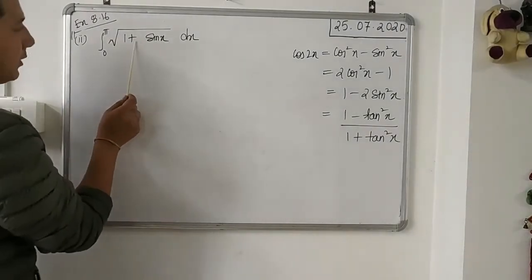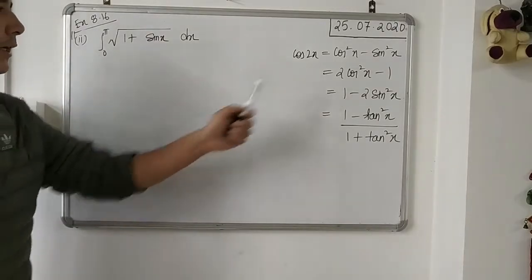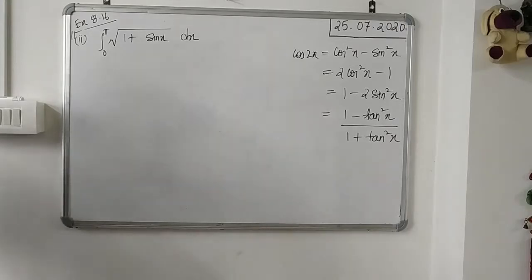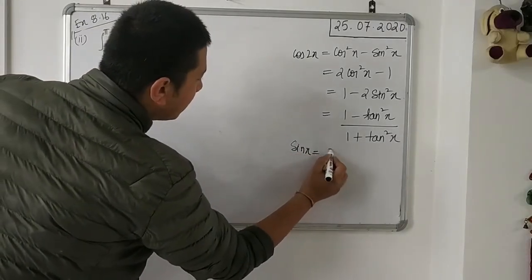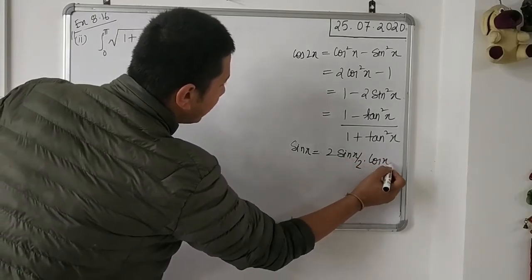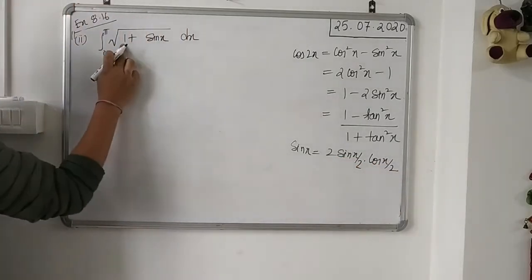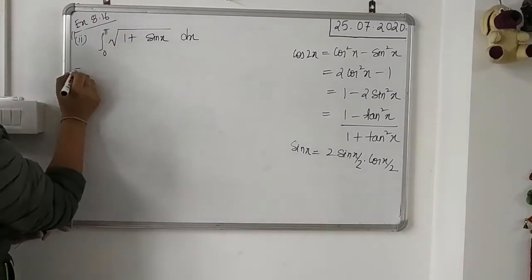I have 1 plus sine x. Now here I cannot use this formula. But what I know is the formula for sine x is 2 sine x by 2 into cos x by 2. And 1 also we can write as sine square x by 2 plus cos square x by 2. So let us start.